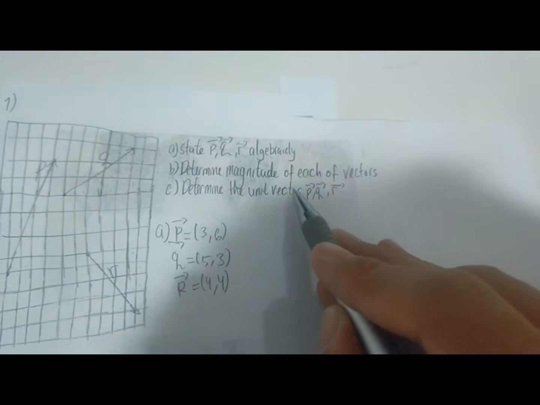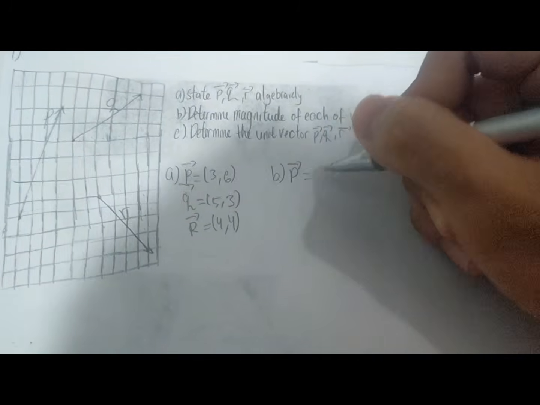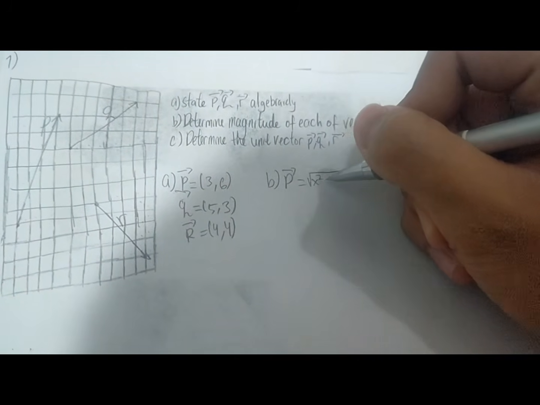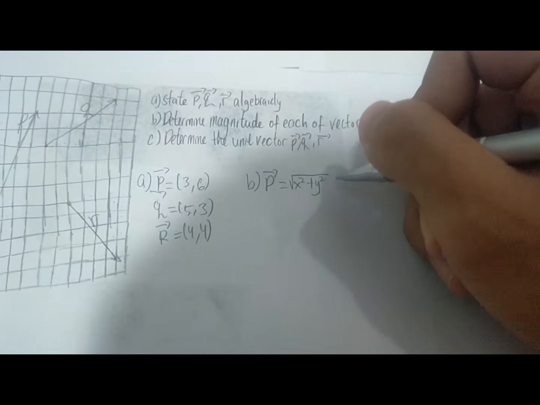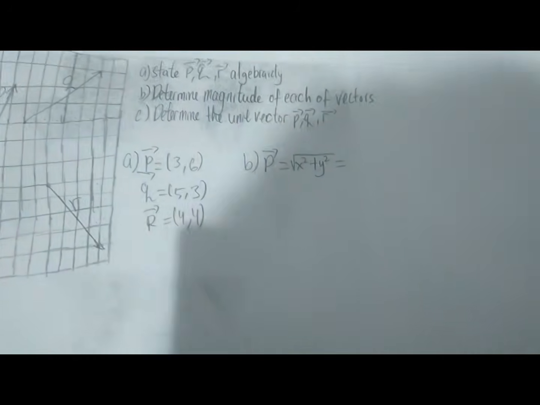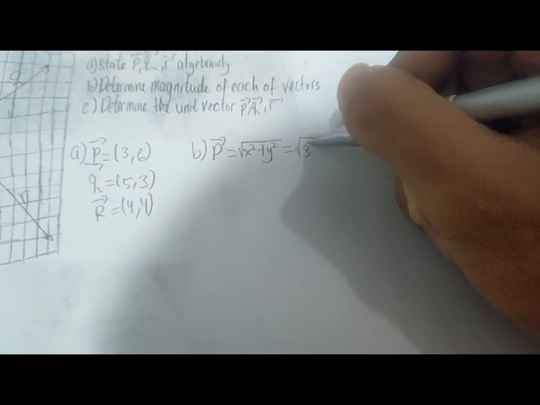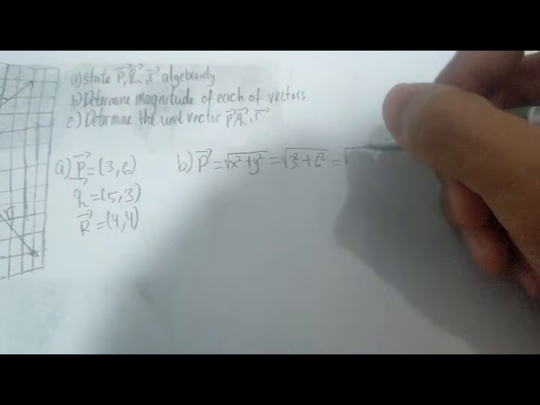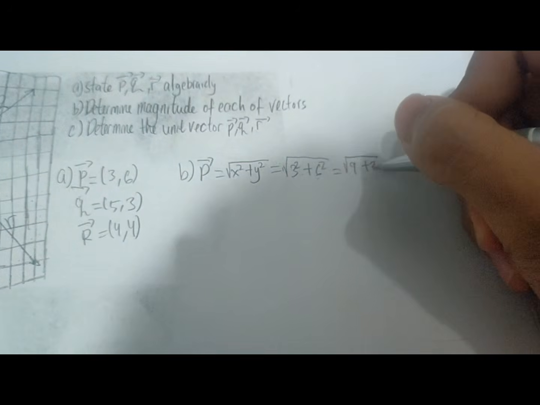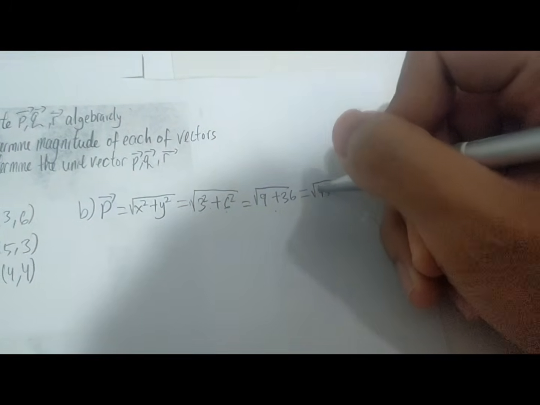Now B: determine the magnitude of each vector. How do we find the magnitude? The magnitude of the P vector equals the root of x squared plus y squared. So we use root of 3 squared plus 6 squared, which equals 9 plus 36. That means the result is root 45.